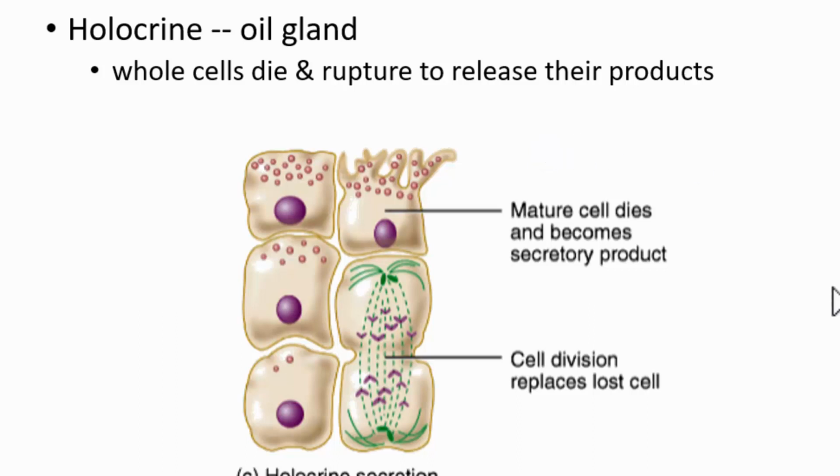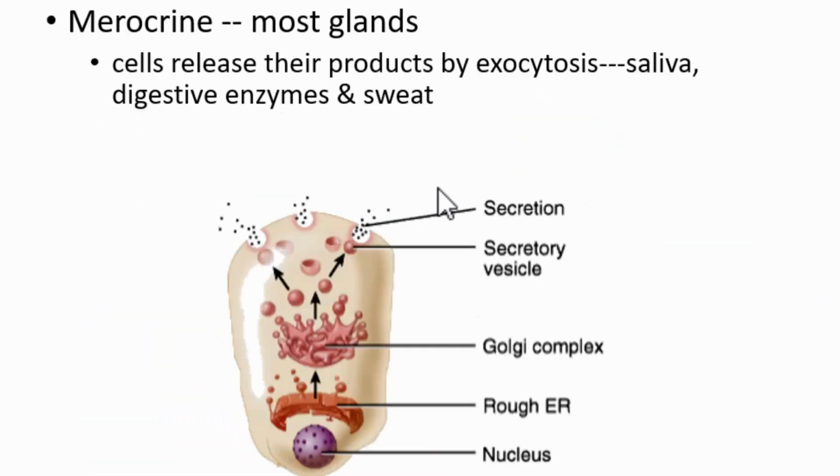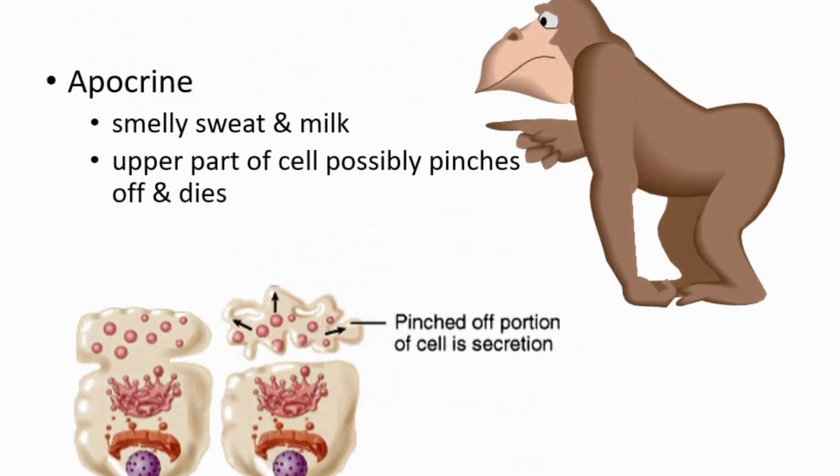So again, the three types are going to be the Merocrine/Eccrine, and that's going to be through exocytosis. The next thing you remember is the ape for apocrine, because the apex pinches off. And again, that's the smelly sweat. Also milk. I did mention that.